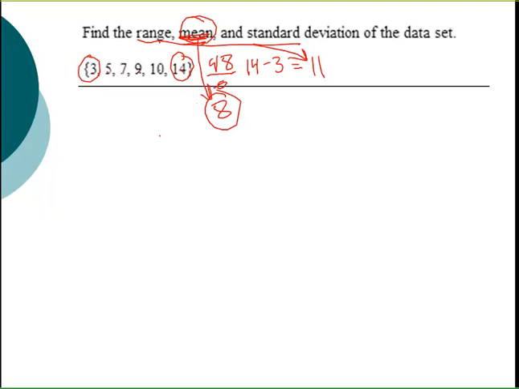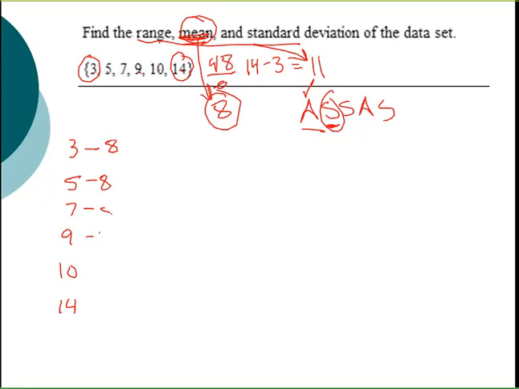So to find the standard deviation, we do our ASSAS. First step, found the average, done. Check it off. Now we've got to subtract the average from each number in the data set. What I usually do is make a vertical list of the numbers, so 3, 5, 7, 9, 10, 14. And then I subtract 8 from each one of them. So these are my numbers, and I'm subtracting their average, which is this x-bar.